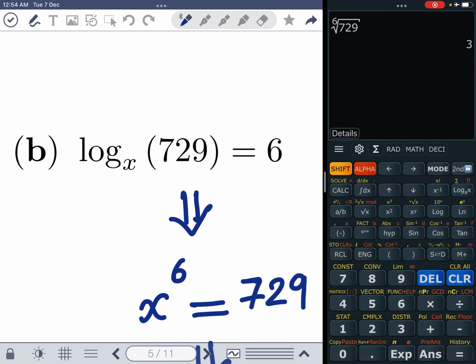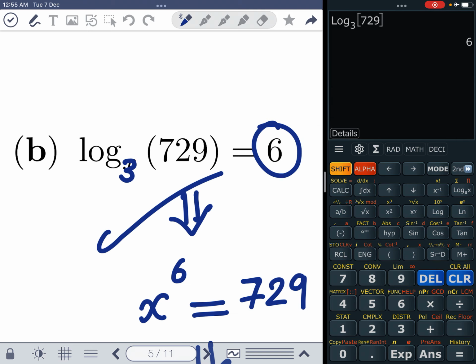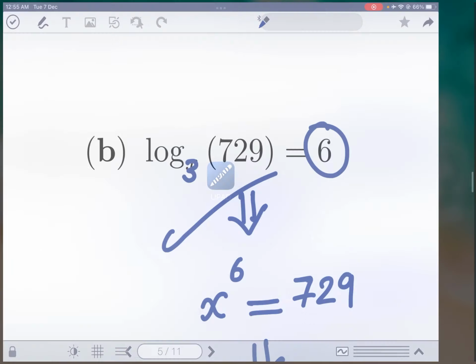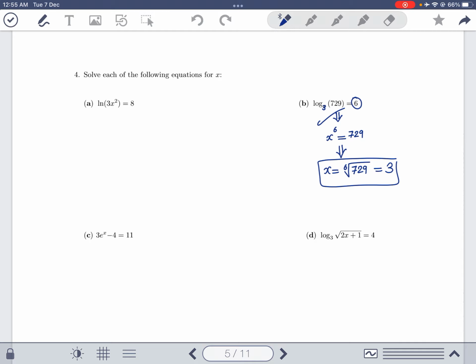And to check, let's put 3 here and see, is it true? Where is the log? It's here. So log base 3 of 729. We wish that the answer will be 6. Let's see, equal 6, correct. So the answer to this is x equals 3. So let's go now to the next question.